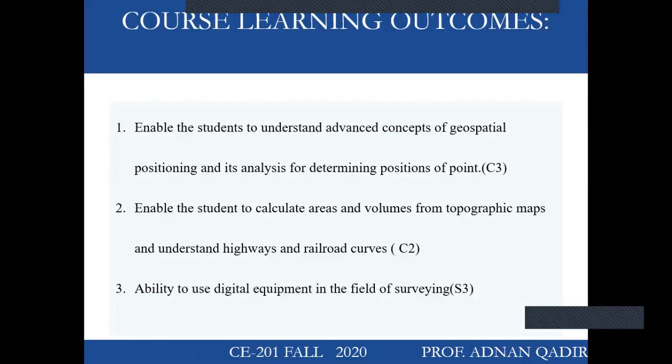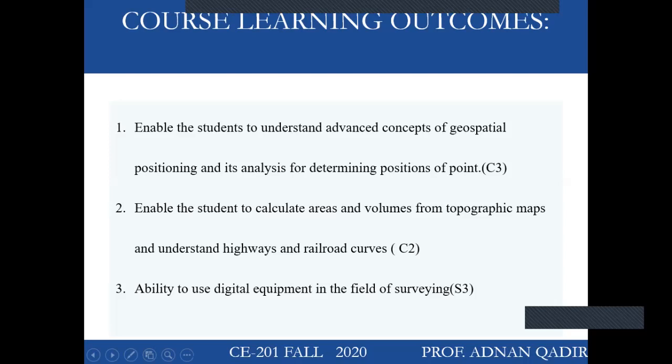Now, as you know, we are accredited with an outcome-based education system. For that, you must know the course learning objectives of each subject being taught. This course has 3 objectives. One, enable the students to understand advanced concepts of geospatial positioning and its analysis for determining the position of a point. This comes under C3 of the cognitive learning level.